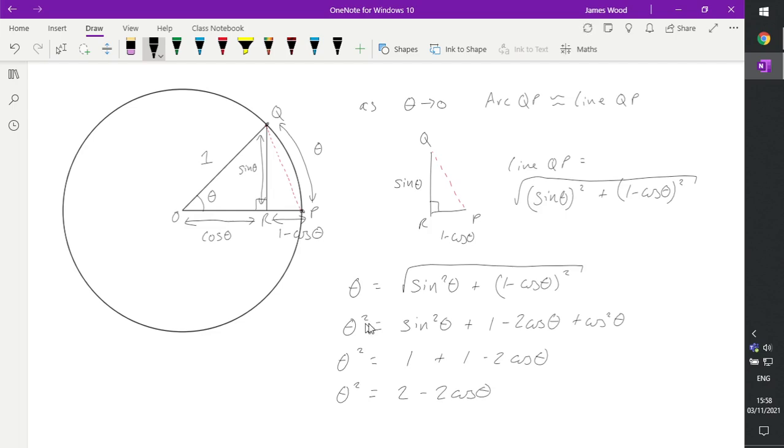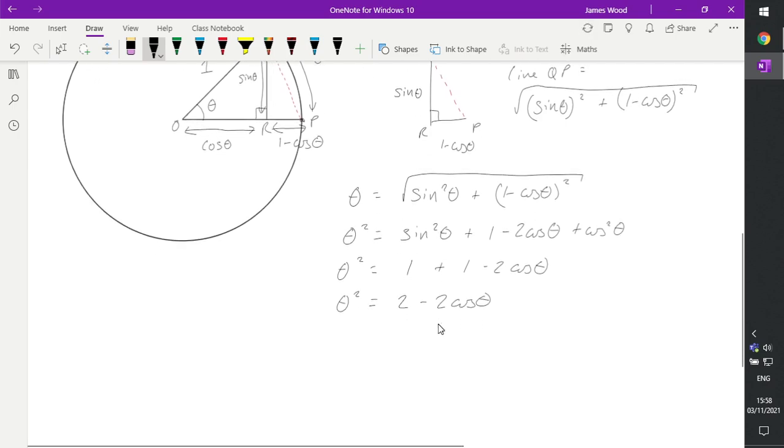And bear in mind, I'm trying to get to cos theta equals something. So theta squared over 2 is 1 minus cos theta, which means that cos theta is 1 minus theta squared over 2, which is what our small angle approximation was from earlier on. So again, we've got a nice geometric proof of this small angle approximation here.